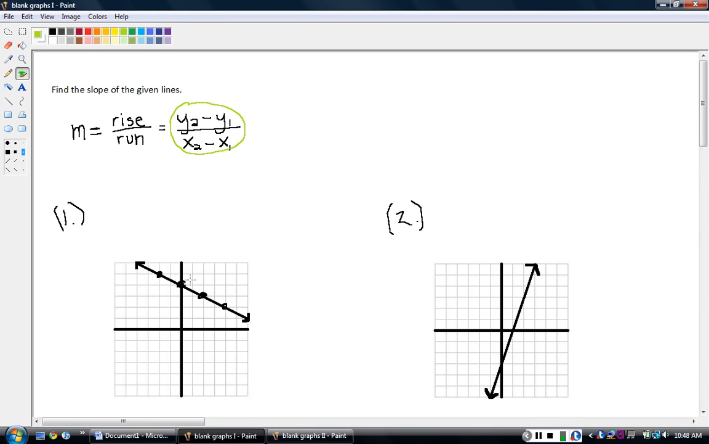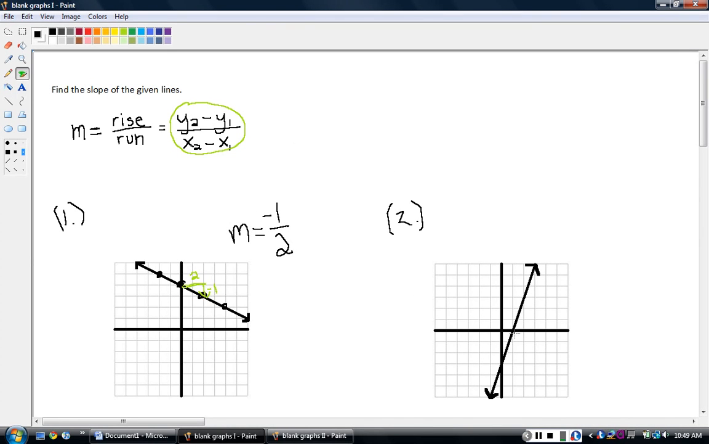Okay, so the run is over 2, right? I go over 2, and then I go down 1. So that's negative because I went down. So the slope then, rise over run: I went over 2, that's the run, and then I went down 1, that's the rise. And that's it.